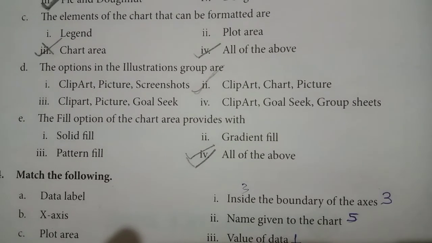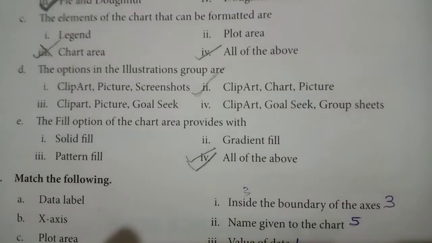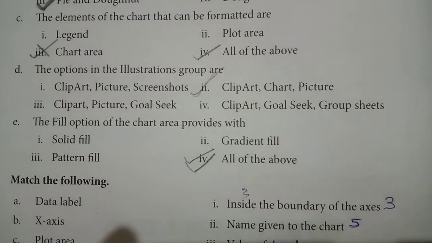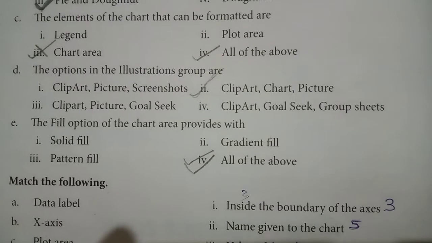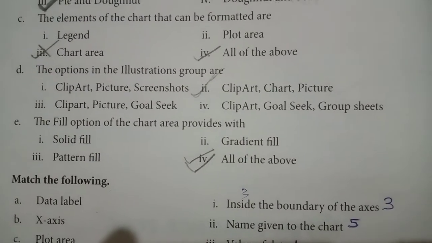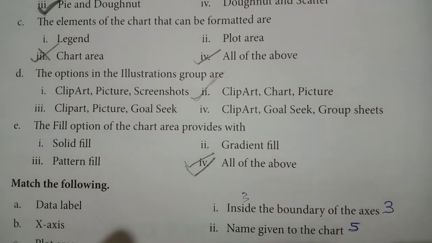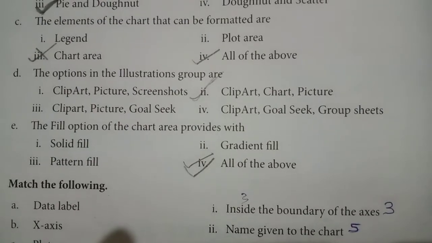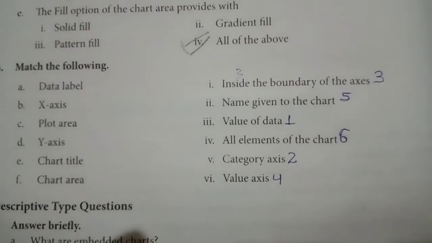Then the E part. The fill option of the chart area provides with solid fill, pattern fill, gradient fill, or all of the above. So the correct answer is all of the above. So students, we have done so many questions. You need to note down all the questions as well as the definitions and the diagrams in this chapter. Then after we'll go for the matchups.